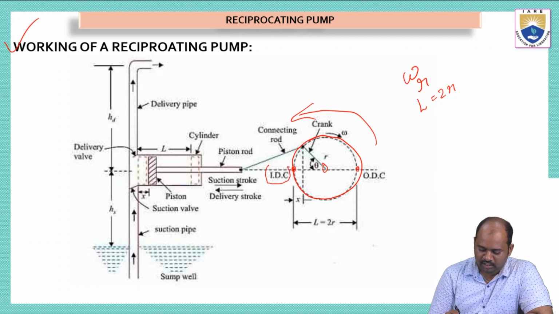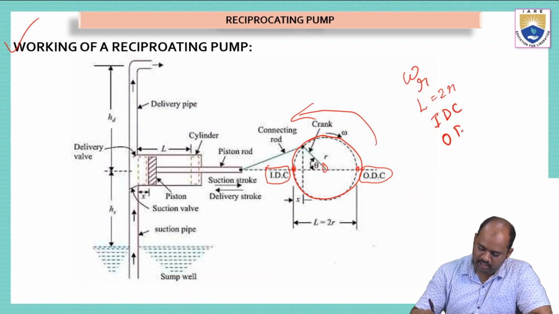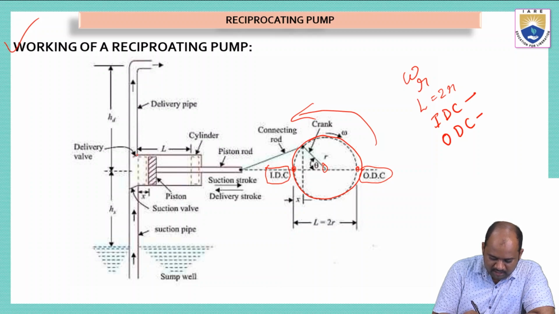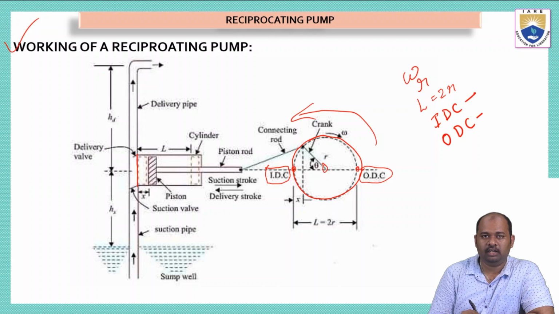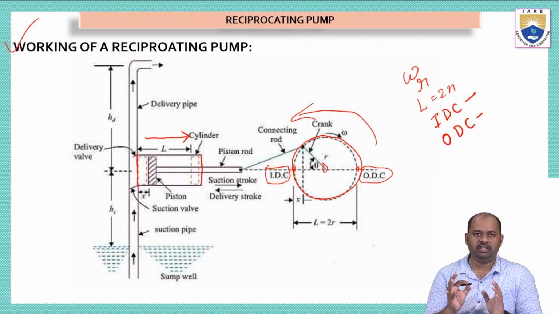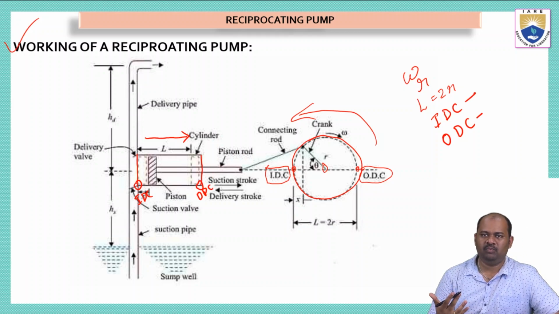What is IDC here? Inner dead center. ODC stands for outer dead center. Now, what is inner dead center and outer dead center? When the piston is moving, if the piston reaches this left extreme point, that is called inner dead center. When the piston moves to the right side, in this manner, it will reach this point. This is outer dead center. So, depending on the position of the piston, this is IDC, and this is ODC. So, we can describe the motion by whether the piston is moving from ODC to IDC or IDC to ODC, depending on the movement.